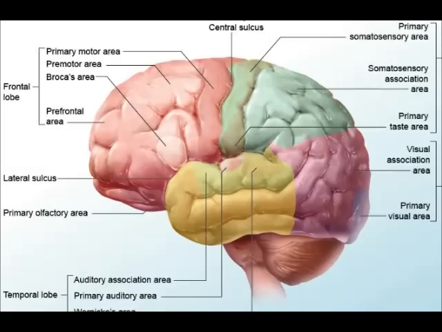So let's take a look at some of the functional areas of the brain. If you remember, here we have the four lobes. We have the frontal lobe here, the temporal lobe here, the parietal lobe here, and the occipital lobe here. So let's start with the frontal lobe.